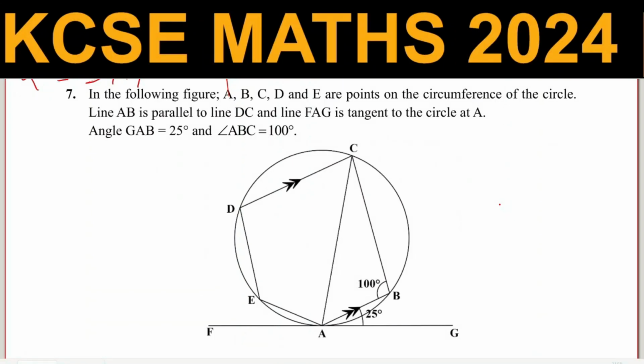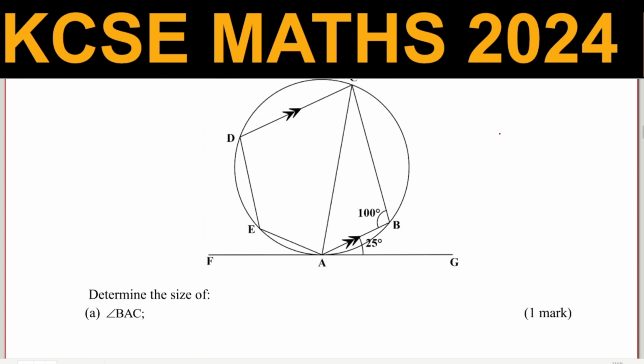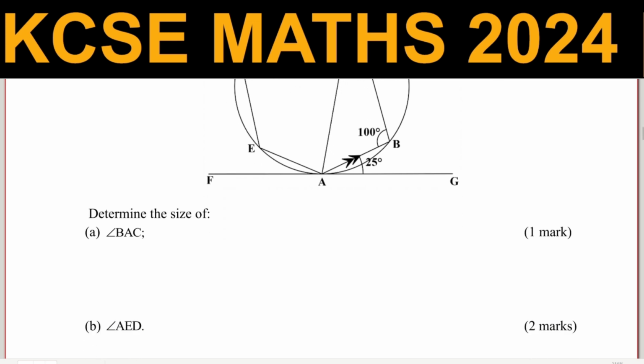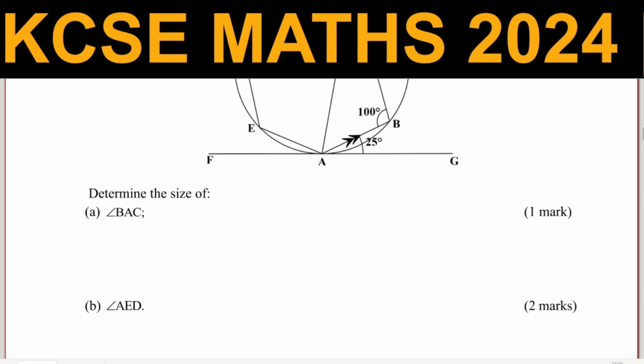In the following figure, A, B, C, D, and E are points on the circumference of the circle. Line AB is parallel to line DC, and line FAG is tangent to the circle at A. Angle GAB is equal to 25 degrees, and angle ABC is equal to 100 degrees. You can see the figure there. All the angles are indicated. Study that figure carefully so you can see all the angles. Then we go to the question: determine the size of angle BAC and angle AED.